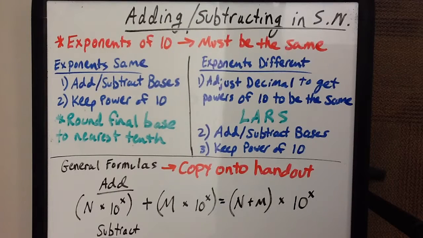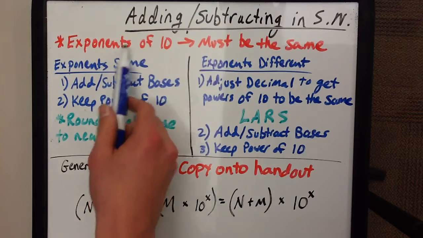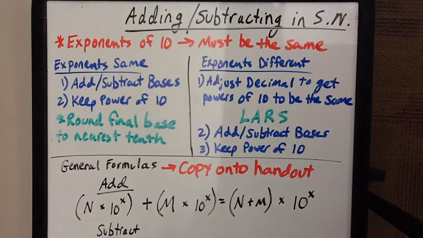In this video, we'll talk about adding and subtracting in scientific notation. We'll talk through the PowerPoint that is posted in Google Classroom. When you add or subtract in scientific notation, the exponents of 10 must be the same. So if you're given a problem and the exponents are already the same, you just follow these two steps.